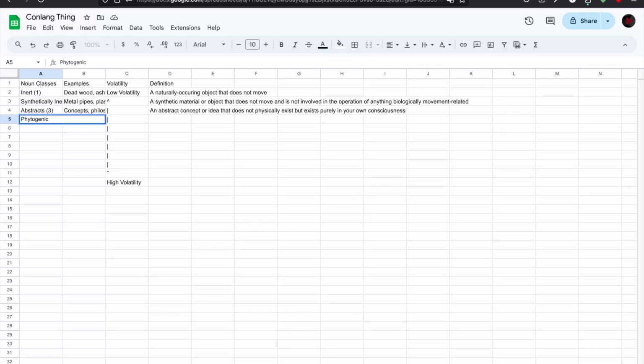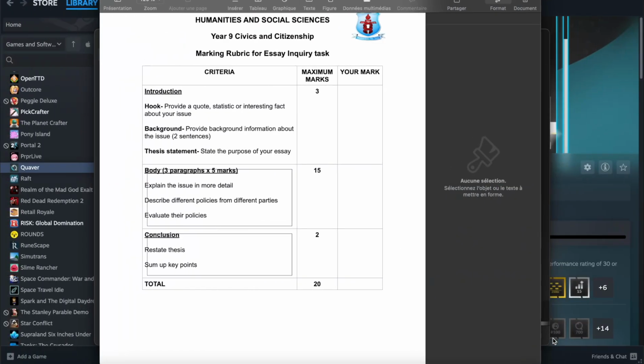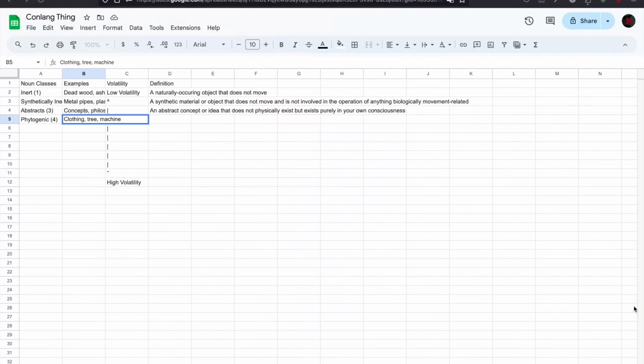So phytogenic is 4. Sock, glove, tree, clothing, tree, machine. Okay, I'm back. Clothing, tree, machine, thing from an animal, animal product, beef, chicken or beef.